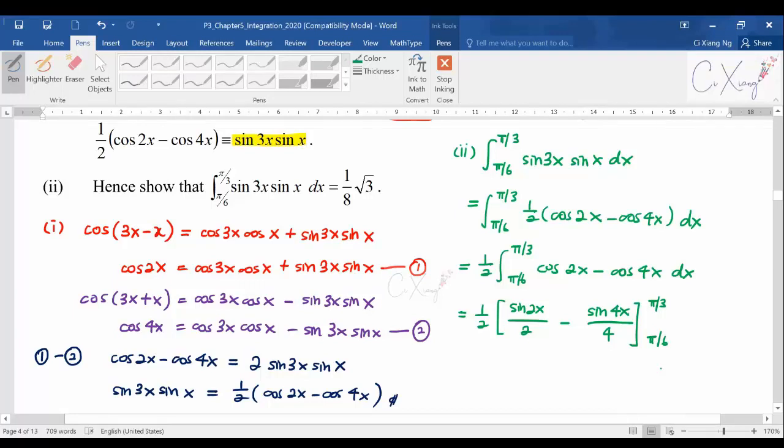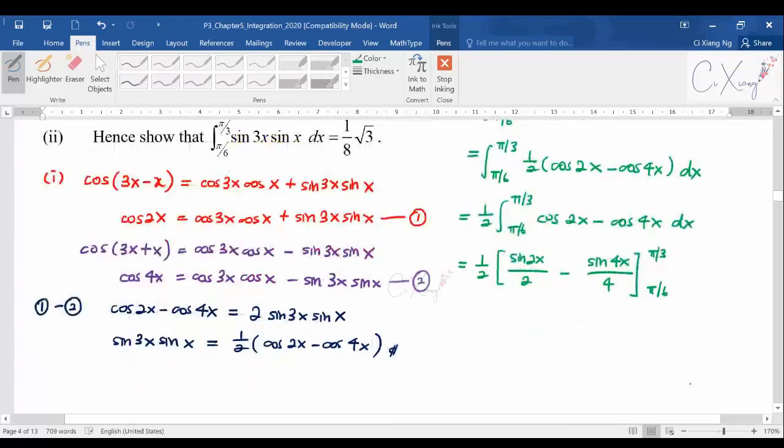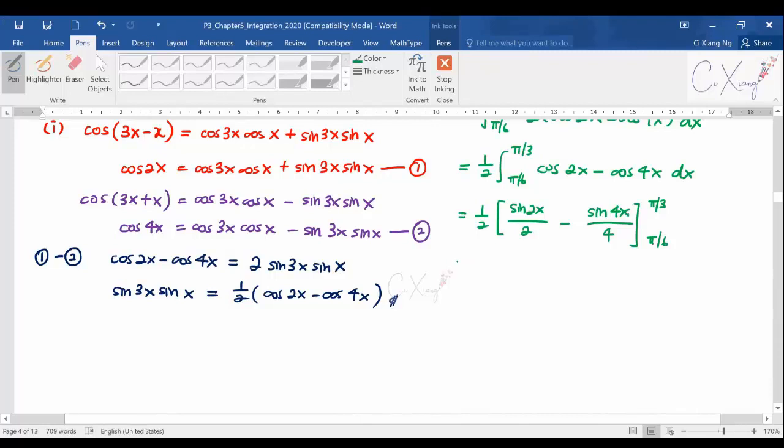Then substitute everything in. It might look a bit complicated, but just try it slowly. So I have half, substituting pi over 3 into the equation, sin 2 pi over 3, then minus 1 over 4, substituting pi over 3, sin 4 pi over 3. Then you have negative, substituting pi over 6, half sin pi over 3, then minus 1 over 4, substituting pi over 6, sin 2 pi over 3. You need to be very careful with the details because you might make careless mistakes very easily.